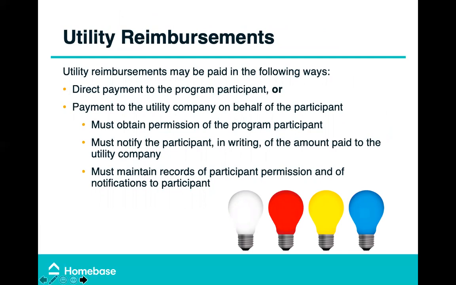So if you're going to pay a utility reimbursement, you can do it in any one of the following ways. You can either make a direct payment to the program participant, or you can make a payment to the utility company on behalf of the participant. If you're going to pay the utility company directly, you need to obtain permission from the program participant. You have to notify them in writing of the amount that you're paying. And you have to maintain records of participant permission and of the notifications to the participant.